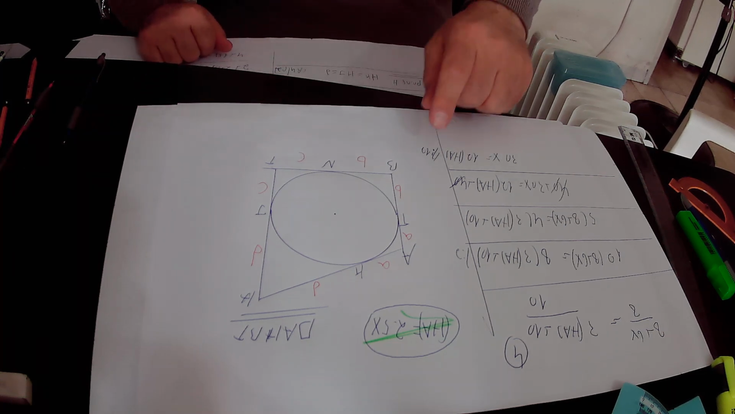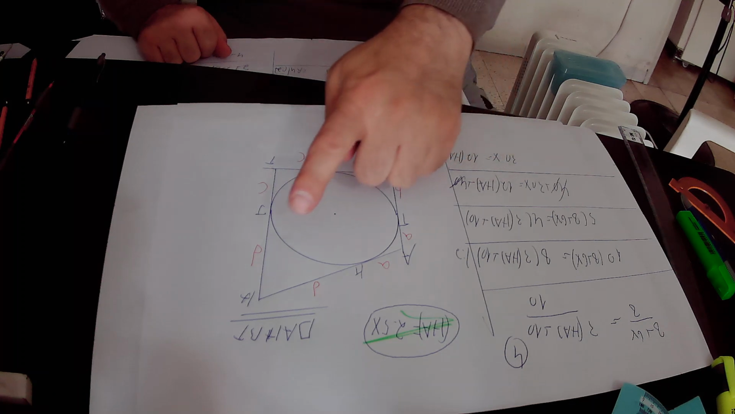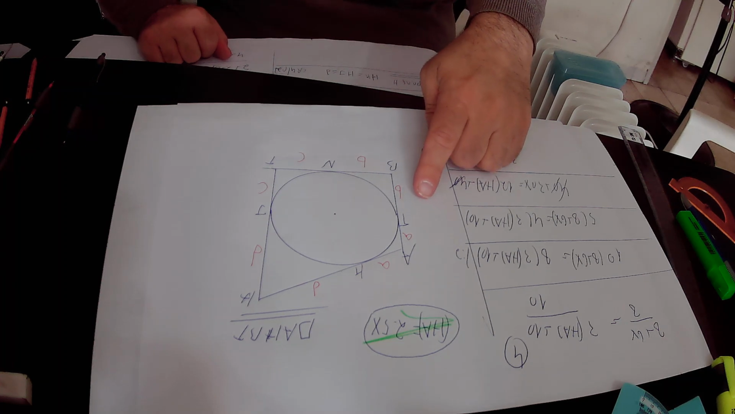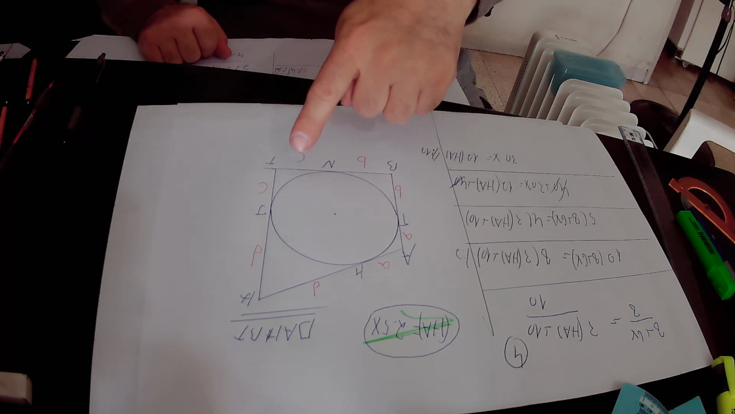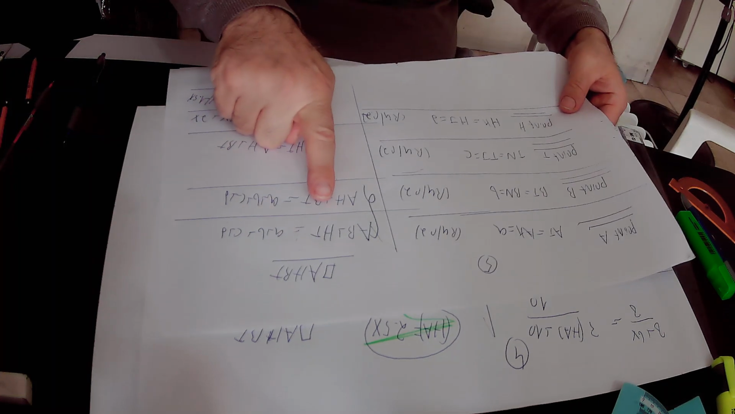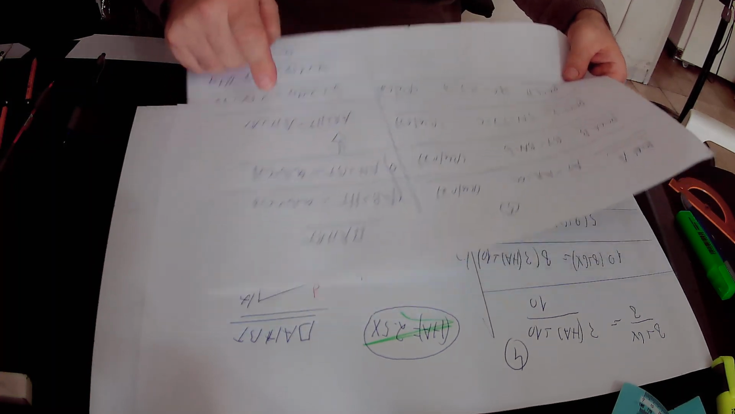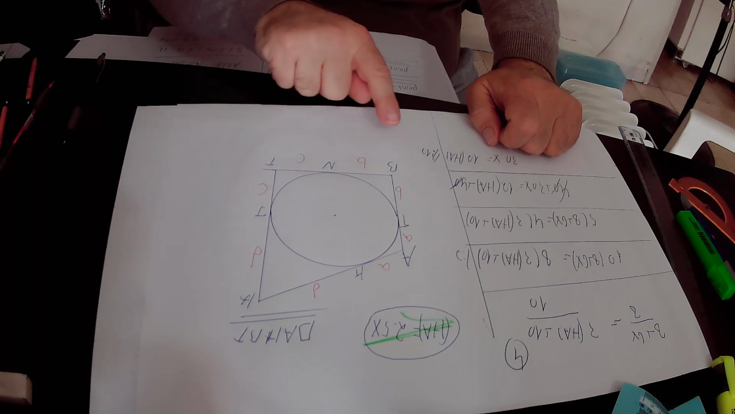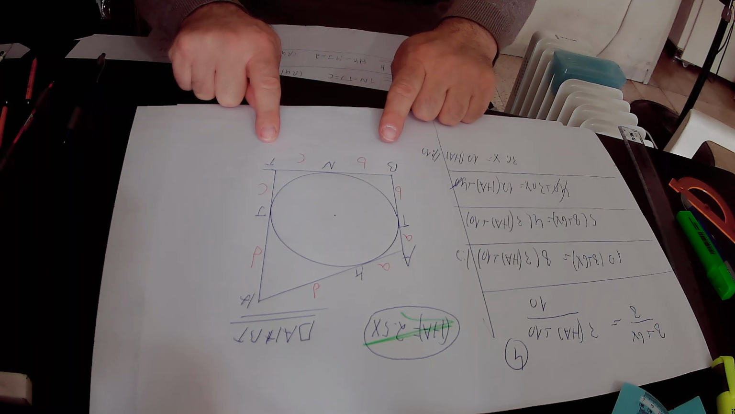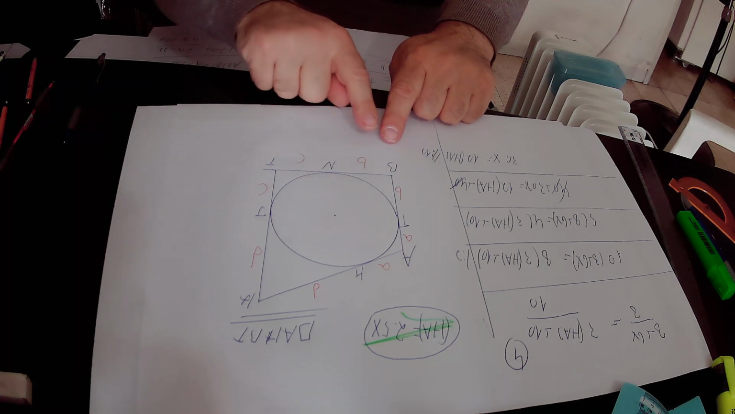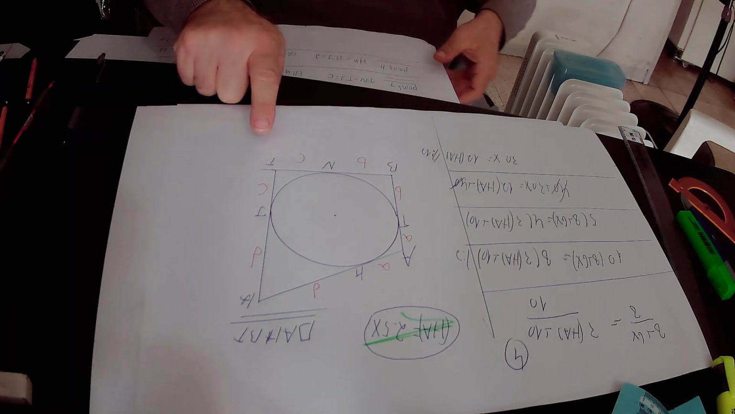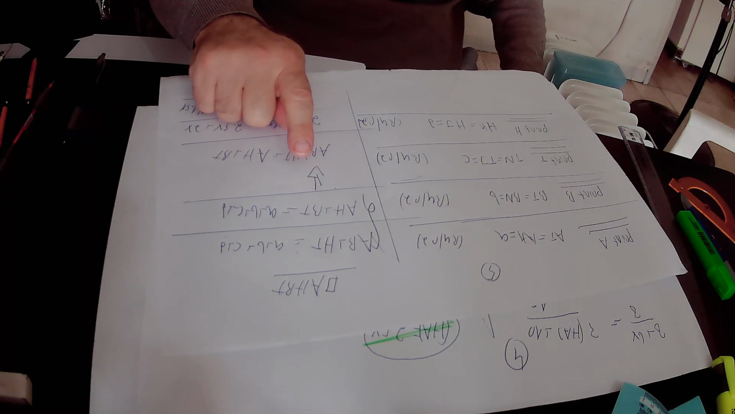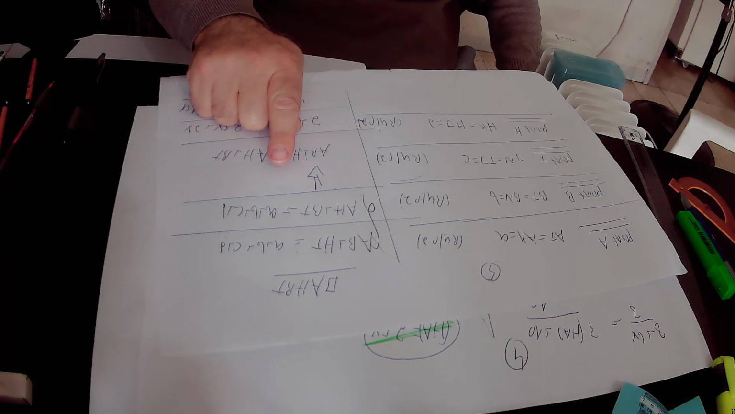Then we added side AB to side HT in quadrangle AHBT. AB is A plus B and HT is C plus D. So in total, AB plus HT equals A plus B plus C plus D. Then we added side AH to side BT. AH plus BT in total also equals A plus B plus C plus D.